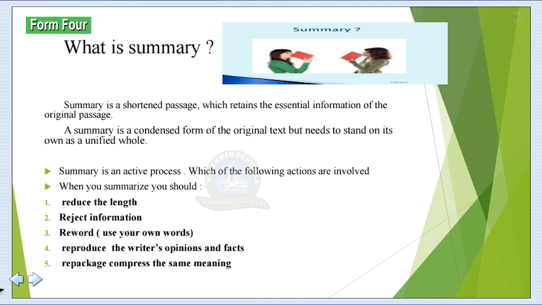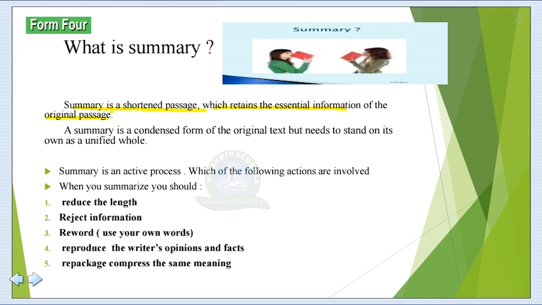So first, what is a summary? Summary is a shortened passage which retains the essential information of the original passage.